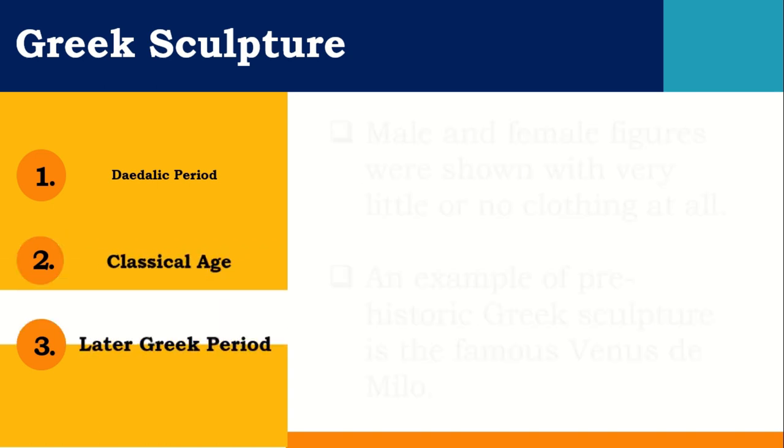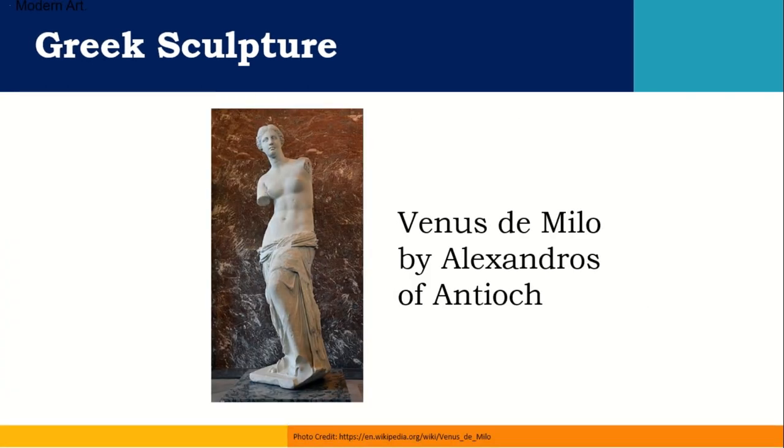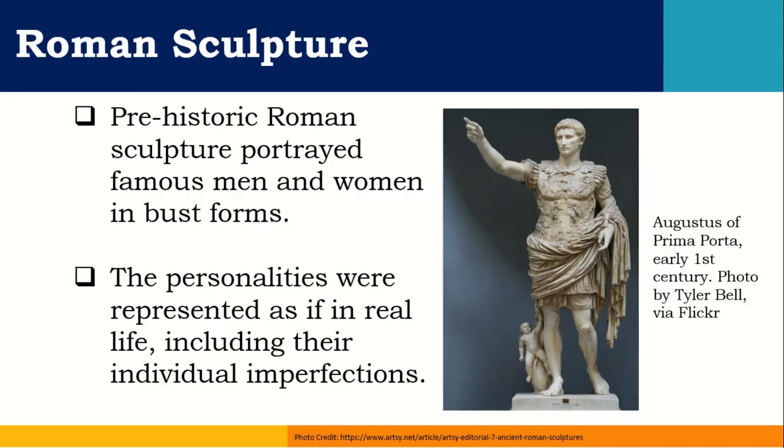Later Greek period. Male and female figures were shown with very little or no clothing at all. An example of prehistoric Greek sculpture is the famous Venus de Milo. Venus de Milo by Alexandros of Antioch.